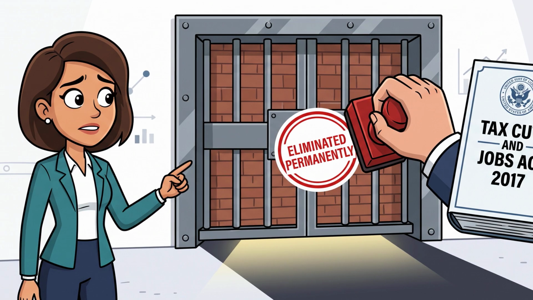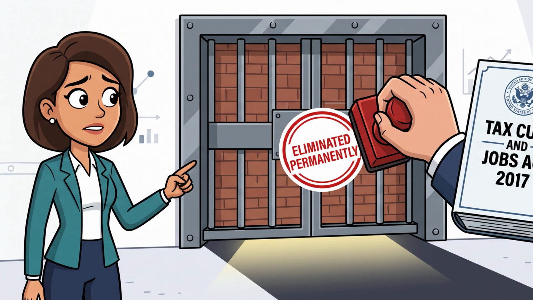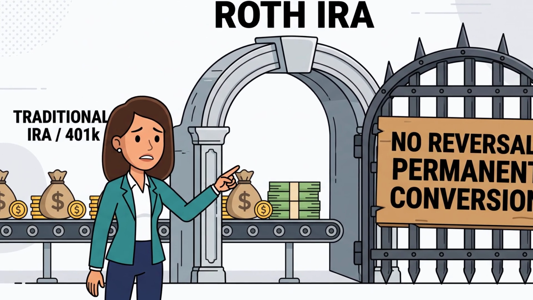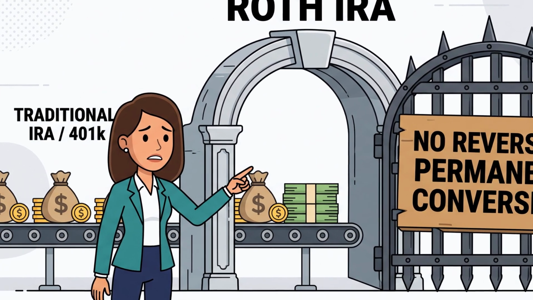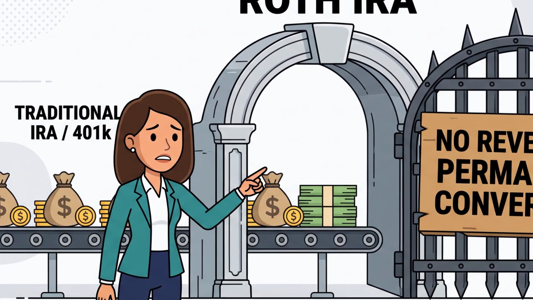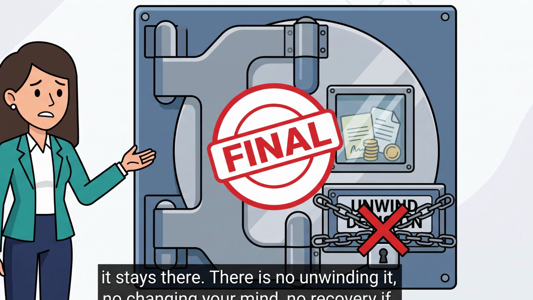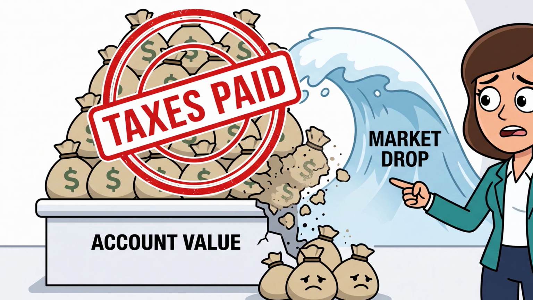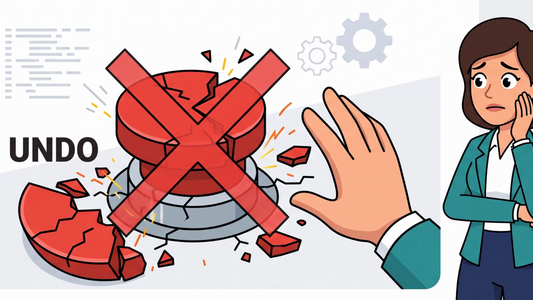The Tax Cuts and Jobs Act of 2017 eliminated that option permanently. Starting with the 2018 tax year, Roth conversions cannot be reversed. Once money moves from a traditional IRA or a 401k into a Roth IRA through a conversion, it stays there. There is no unwinding it, no changing your mind, no recovery if the market drops and you paid taxes on a value that no longer exists in the account. That particular undo button is gone.